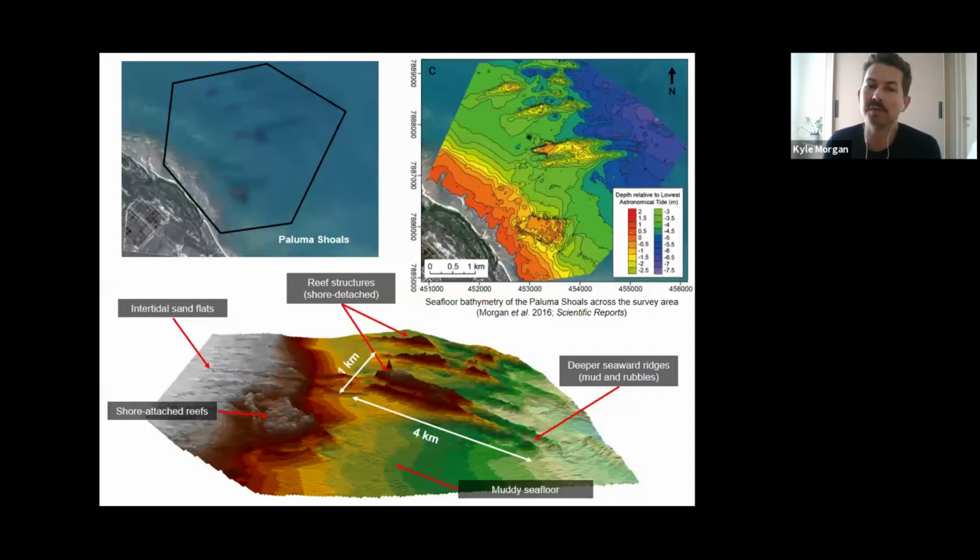We also can define two sets of reefs. We have the offshore detached reef structures, which are typically still below sea level, and so they're still actively accreting up towards sea level attainment. And then we had the more well-known sea level attained shore attached reefs that are welded to the coast, these intertidal sand flats. The areas surrounding these reefs was generally flat and featureless and covered with a muddy seafloor sediment, and the depth gradient as you move offshore generally gets deeper.